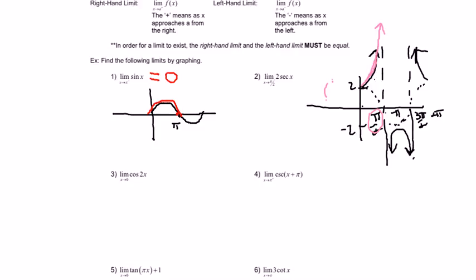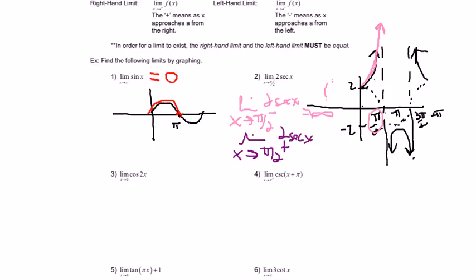So we're going to do the one-sided limits. So we're going to do the limit as x goes to pi over 2 from the left of 2 secant x. Well, we just saw that. That is going to be infinity. Alright, let's come from the other way. So the limit as x goes to pi over 2 from the right of 2 secant x.